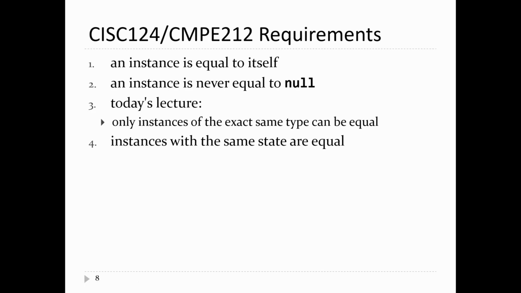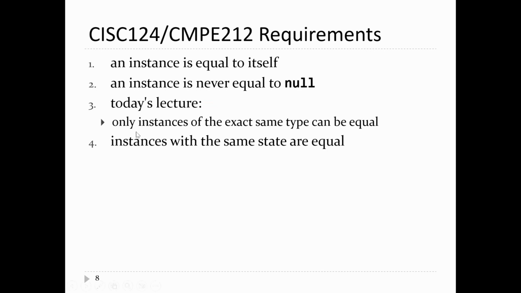All right, so this is what we require from equals. Number 1, an object is always equal to itself. That kind of makes sense, right? So x dot equals x is always true. Number 2, x dot equals null is always false. So in other words, an object is never equal to no object. That's part of the contract that you inherit from the object version of equals.